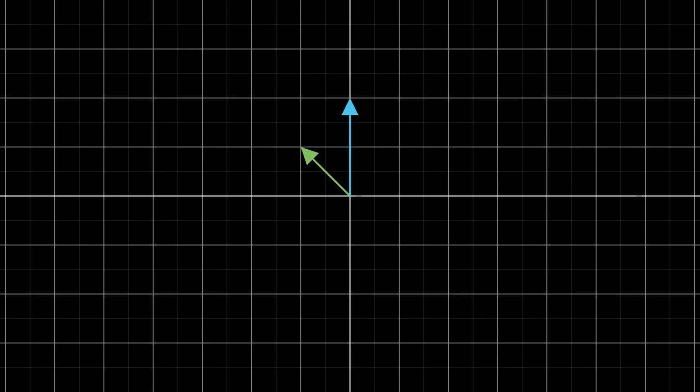Okay, so let's multiply these two numbers here. Once again, we'll take the green number as the starting point and think about what happens when we multiply by the blue number. So first, the stretch. The stretch only cares about the length, so we see the blue number here has a length of 2. That means it stretches the green guy to twice its length.